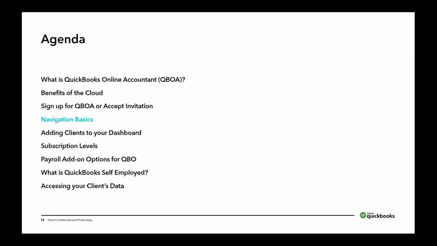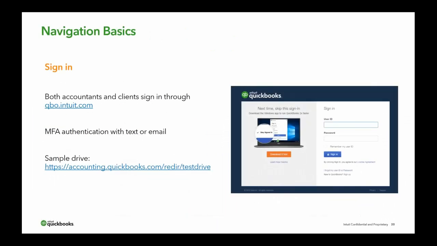All right, next things next, we're going to talk about some navigational basics. First things first, number one, you're going to sign in. Both accountants and clients sign in to QBO.intuit.com. If it's the first time you're ever signing in on this particular web browser or on this particular computer, then you will be prompted with an MFA authentication. The 6-digit PIN is either going to be texted or emailed to you, depending on what you choose.